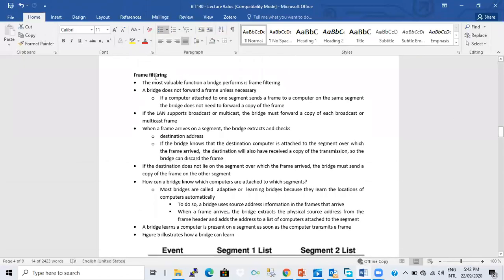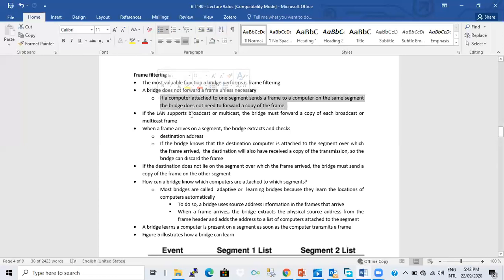This same concept is frame filtering. Frame filtering is the most valuable function a bridge performs. So a bridge does not forward a frame unless necessary, like I've said. If a computer attached to one segment sends a frame to a computer on the same segment, the bridge does not forward a copy of the frame to the other segment.